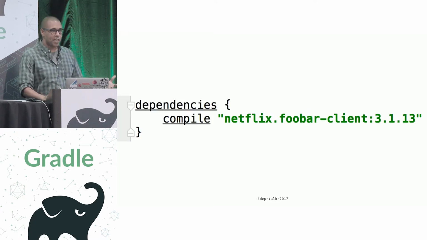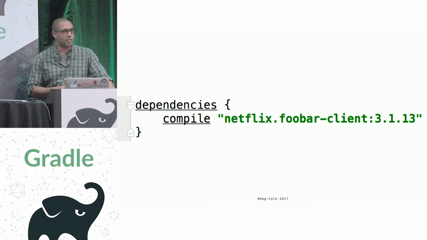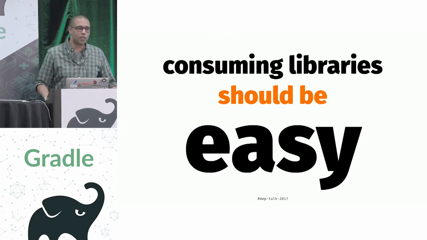So the advantage for me as a consumer of this library, this foobar client, is now I can pull in this client and I don't have to worry about all the other library versions that that client depends on. So transitive dependencies allow me to be a little more productive and think a lot less about all the different dependencies. And this makes consuming libraries easy, right? How many people think I'm lying to you right now?